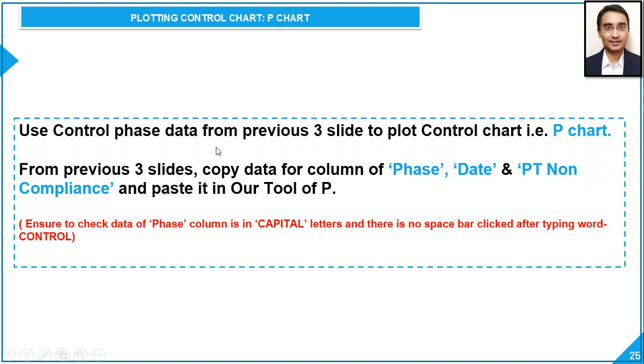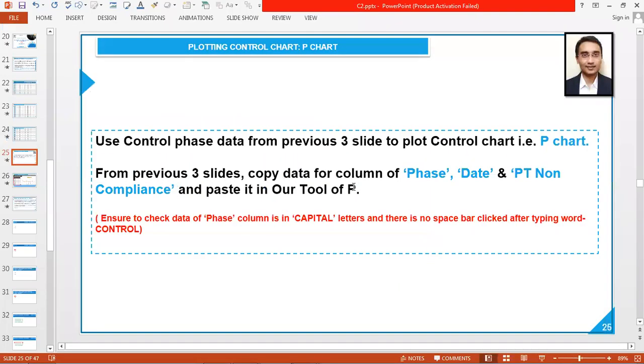Use control phase data from previous 3 slides to plot a control chart, that is a P chart. From the previous 3 slides, copy data for the columns of phase, date, and PT non-compliance, and paste it in our tool of P chart. Ensure that the data of the phase column is in capital letters and there is no space bar clicked after typing the word control. So please do read it as a P chart. It's not a P, right? So let me make that correction right in front of you.